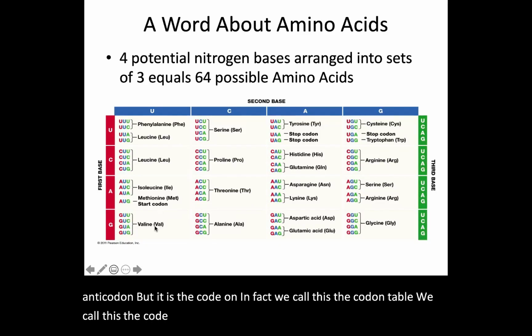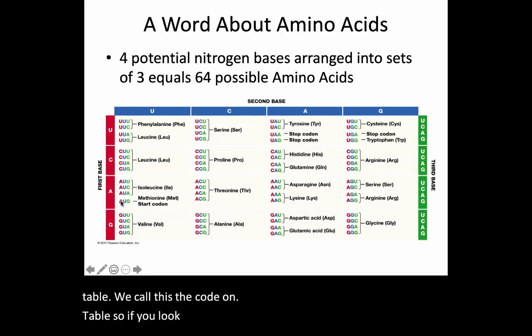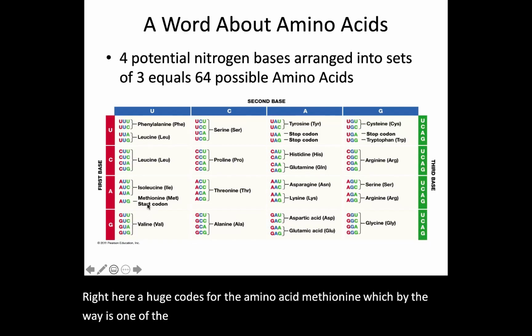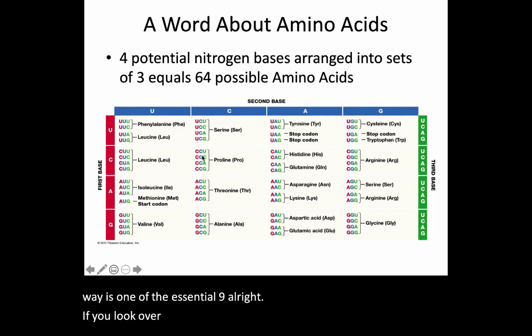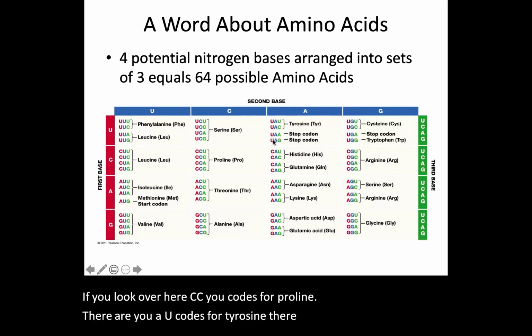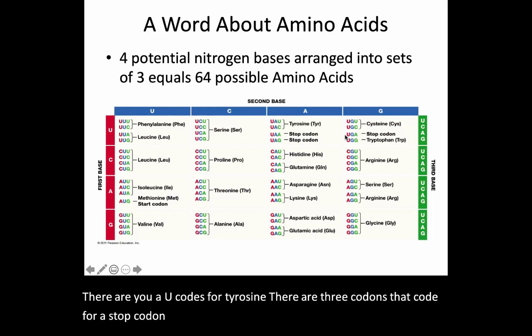So if you look, AUG, right here, codes for the amino acid methionine, which, by the way, is one of the essential 9. All right. If you look over here, CCU codes for proline. UAU codes for tyrosine. There are 3 codons that code for a stop codon. This tells the ribosome the protein is done.